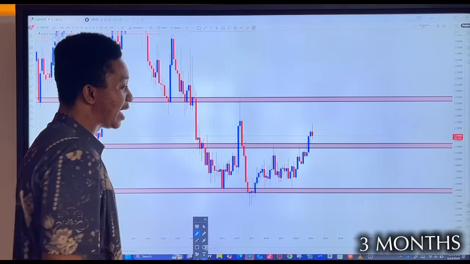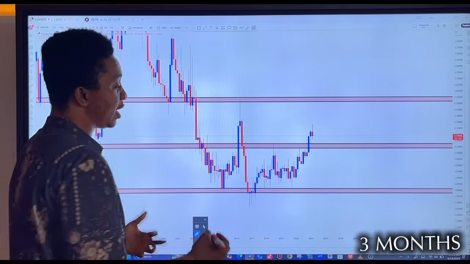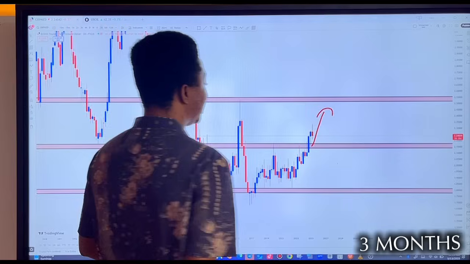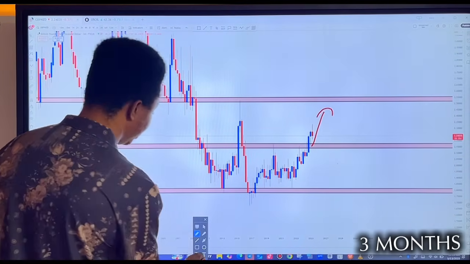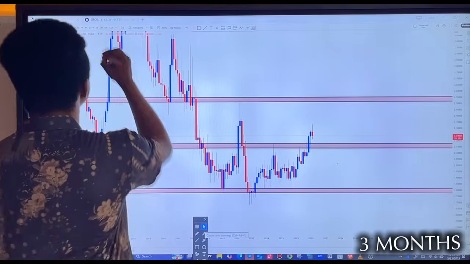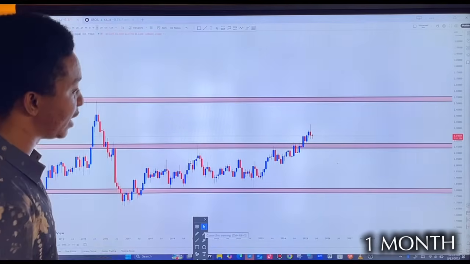Alright, so let's take it again to the monthly time frame. Since you understand that price is going to go all the way up, let's take it to the monthly time frame so that we can add more explanation to this entry or to this pair. So onto the monthly time frame of GBP NZD.